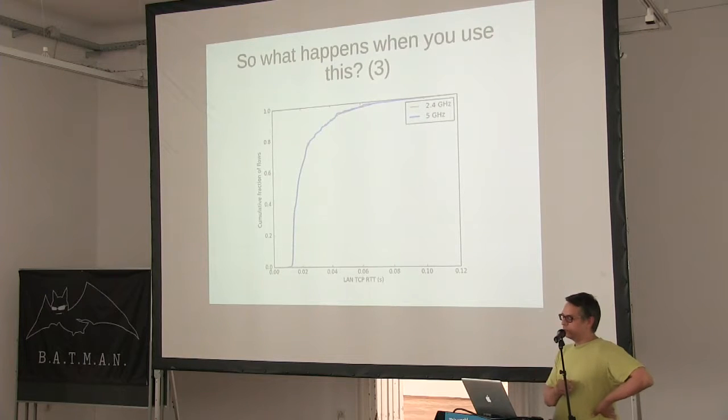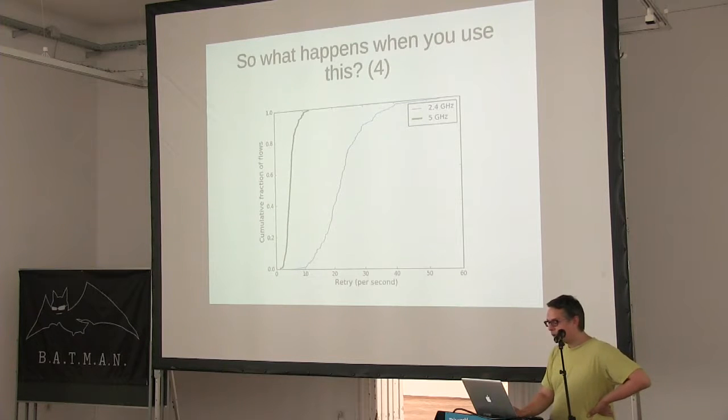There are situations where using the 5 gigahertz band at that specific point obviously doesn't help you very much. This is an experiment where we just checked the latency to a node on the same local area network. And as you can see, there's not much going on here. So it doesn't really matter if you use that band or the other.